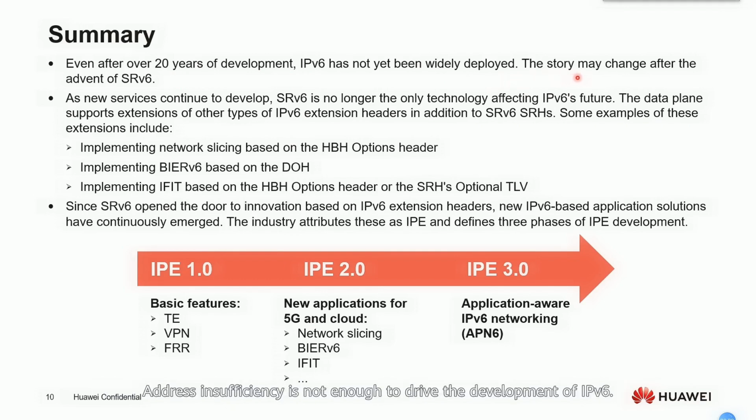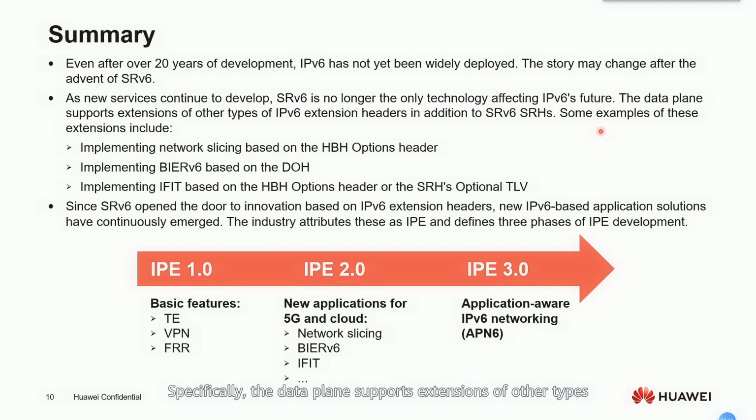Even after over 20 years of development, IPv6 has not yet been widely deployed. Address insufficiency is not enough to drive the deployment of IPv6. The story may change after the advent of SRv6 as new services continue to develop. SRv6 is no longer the early technology affecting IPv6's future.